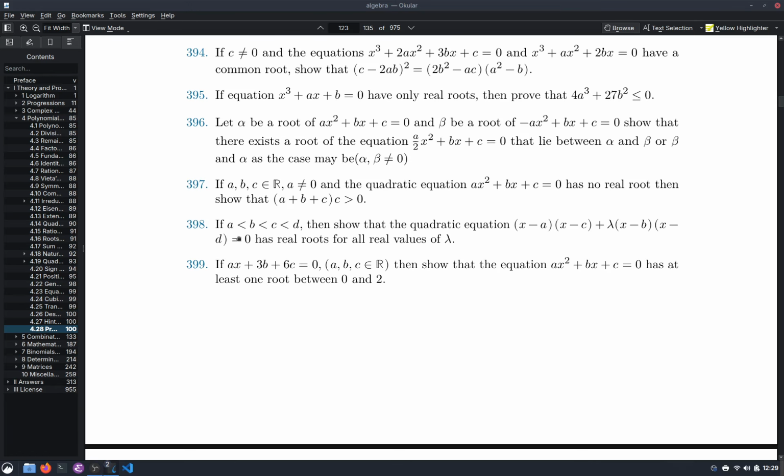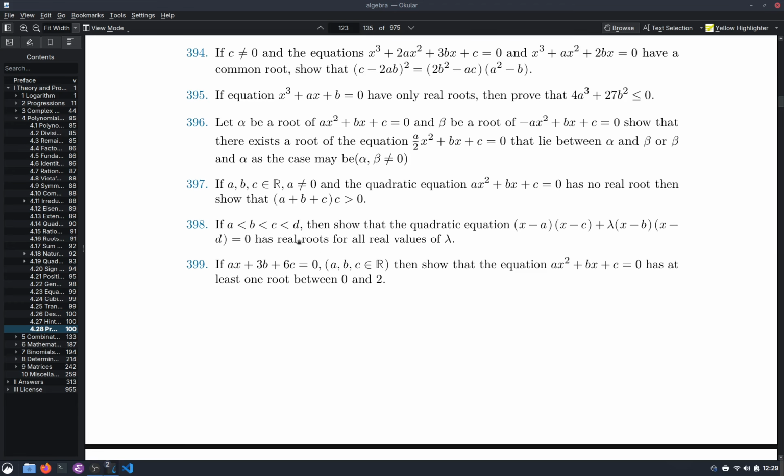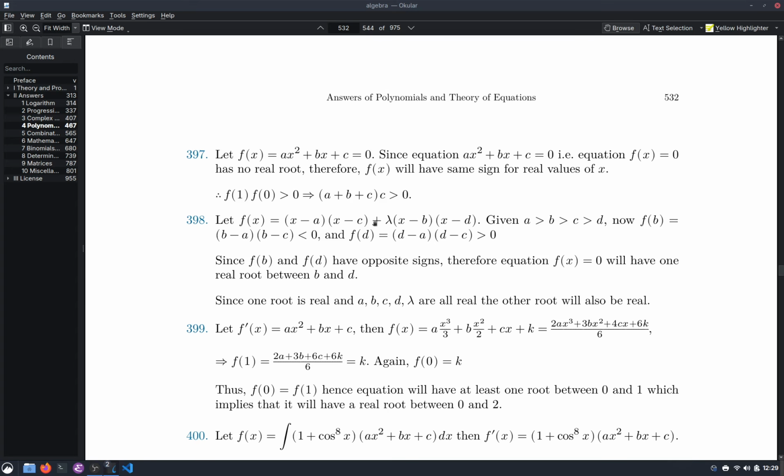Question 398 says that if A less than B less than C less than D, then show that the quadratic equation x minus A into x minus C plus lambda x minus B into x minus D is equal to 0 has real roots for all real values of lambda. So we are given this equation and it is given that A greater than B greater than C greater than D. It is reverse. So it doesn't matter, but let's assume that it is less than for now. Suppose that it's a typing mistake.